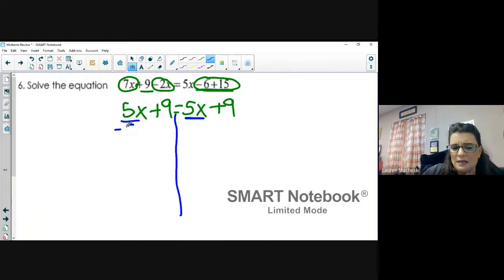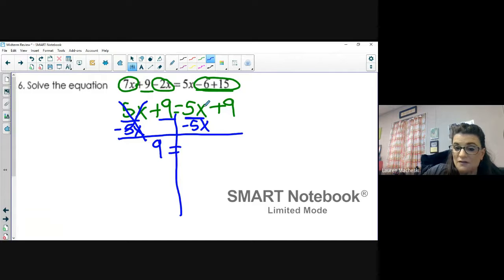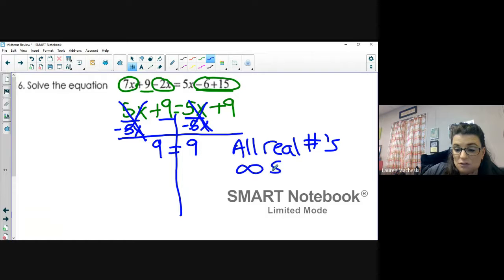Ooh, if they're the same, what ends up happening? 5x minus 5x cancels to 0, and 0 plus 9 is just 9. Remember, if your variables disappear, you either get a true or a false statement. That's true. So your answer is all real numbers or infinite solutions, whatever way you want to look at that.